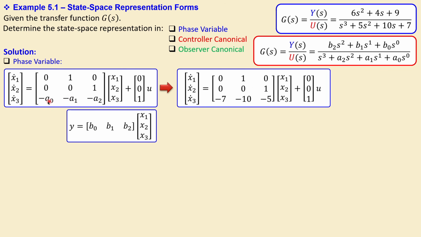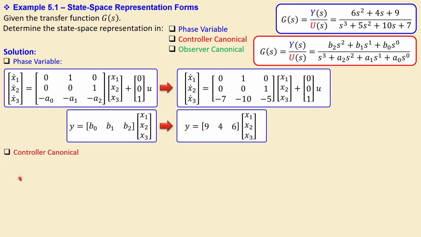We take this and we look at the coefficients from this transfer function. So you compare this G in that red region with that G in the blue region. That would be B0, B1, and B2. What is the B0? 9, 4, and 6. So you will get 9, 4, and 6. And that's actually shown here. That's it actually for the phase variable.